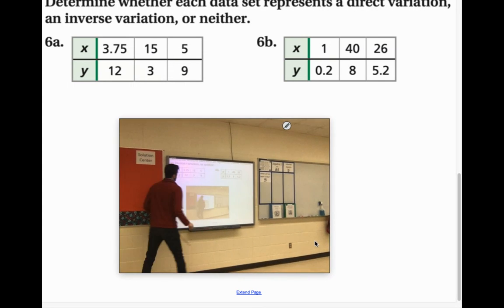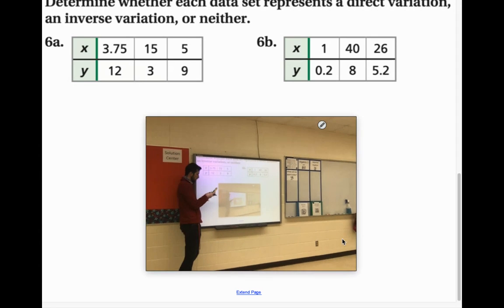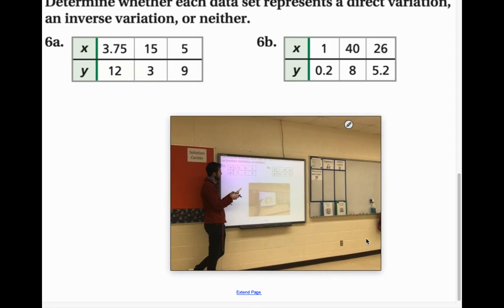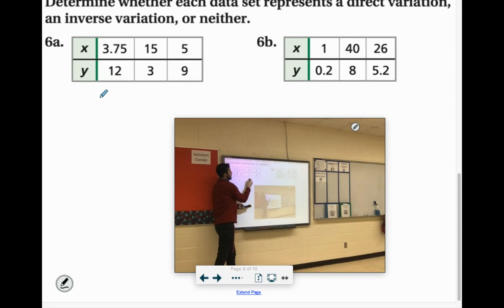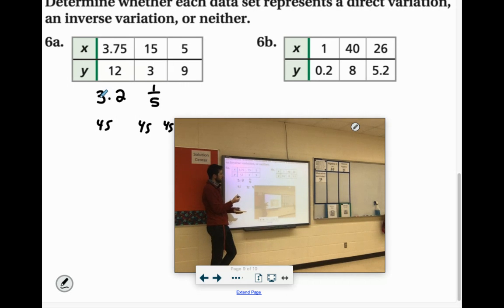So if we check, 12 divided by 3.75, we get 3.2. 3 divided by 15 would be 1/5. That's not equal to 3.2. So we know it's not direct variation. Let's see if we multiply. 3.75 times 12 is 45. 15 times 3 is 45. 5 times 9 is 45. So they all multiply to the same product, which means they are inversely related. Inverse variation.